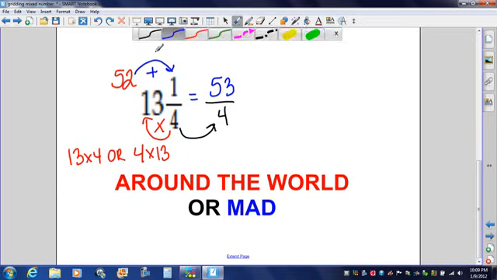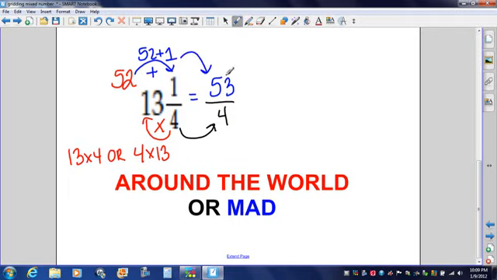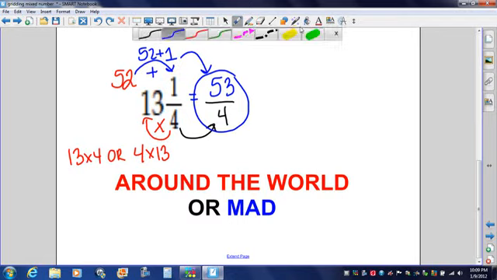And either one would give me 52. Then I just did 52 plus my numerator 1, which gave me the 53. So when you get a mixed number for an answer on the FCAT, you have to put it in as an improper fraction, 53 over 4.